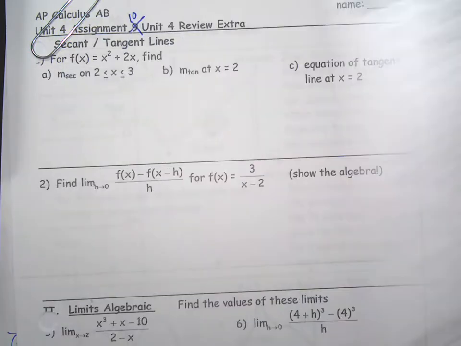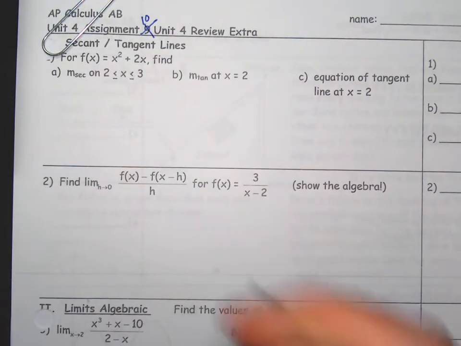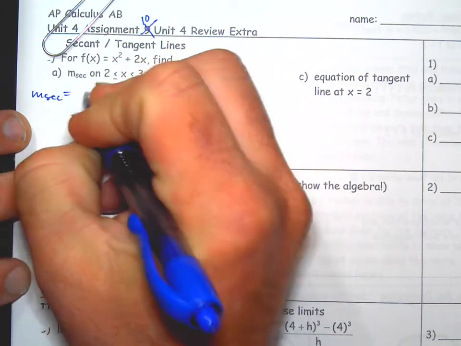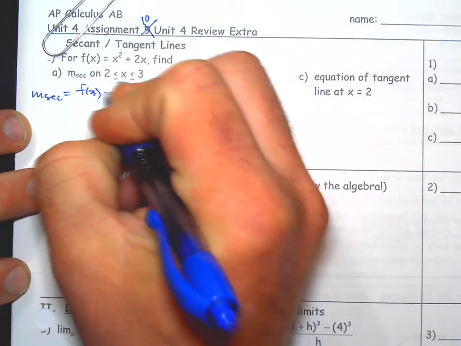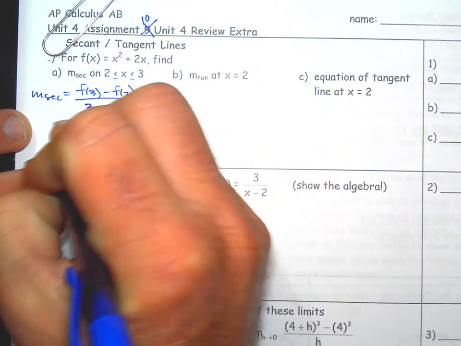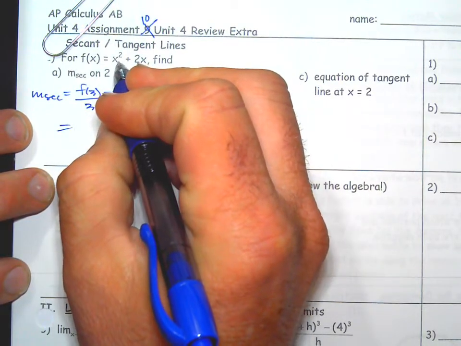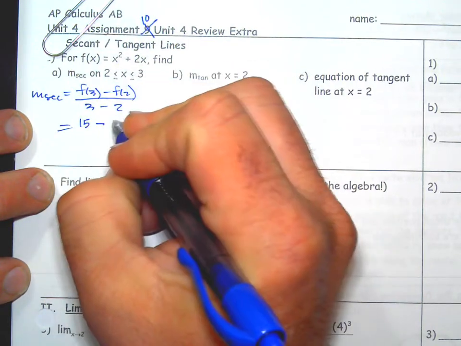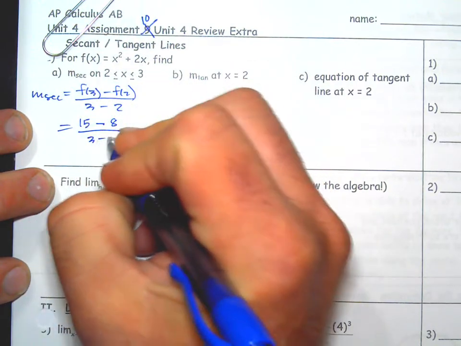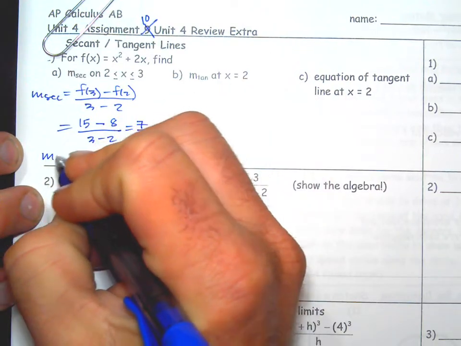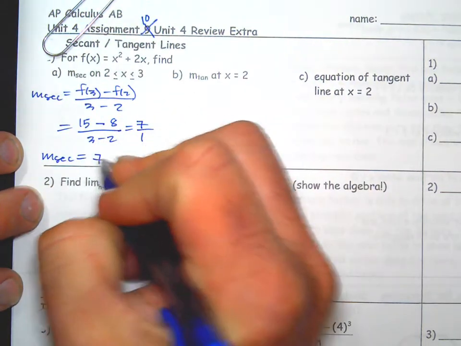Let's see, slope of a secant line. That would be f(3) minus f(2) over 3 minus 2. Plug 3 in here, it's 9 plus 6 is 15. f(2) would be 8. 7 over 1. So the slope of the secant line is 7.